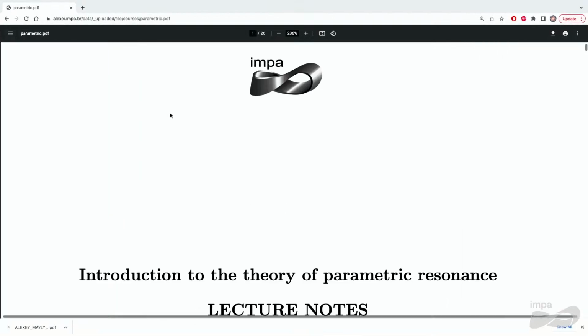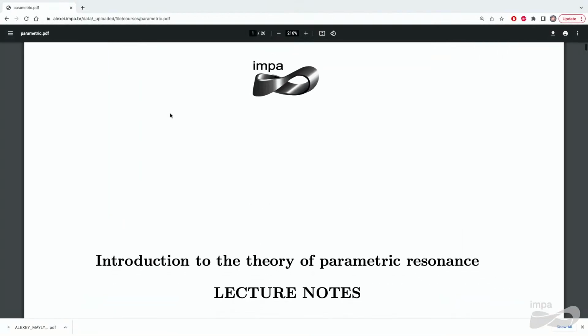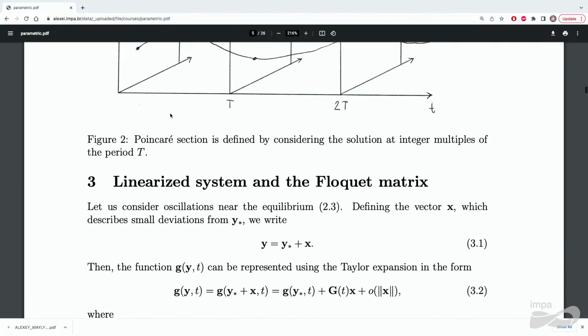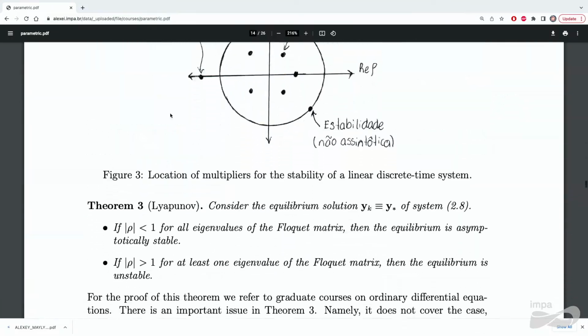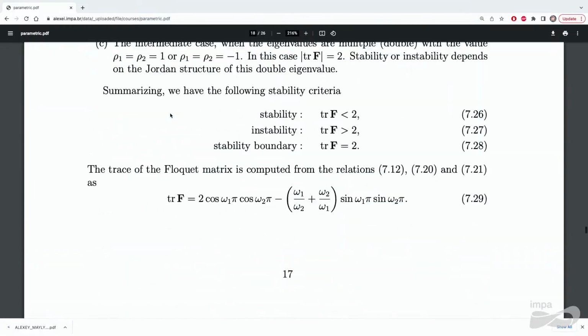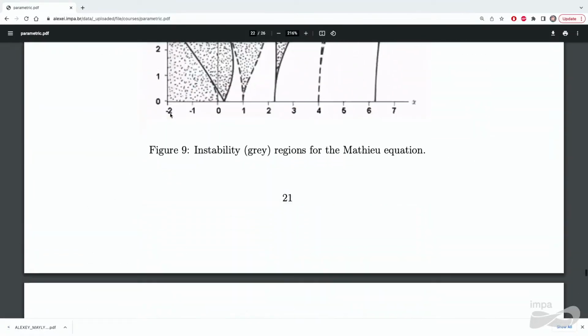Well, this is just for the lecture notes, just to give you some nicer pictures of what we did. You can download it from my webpage.